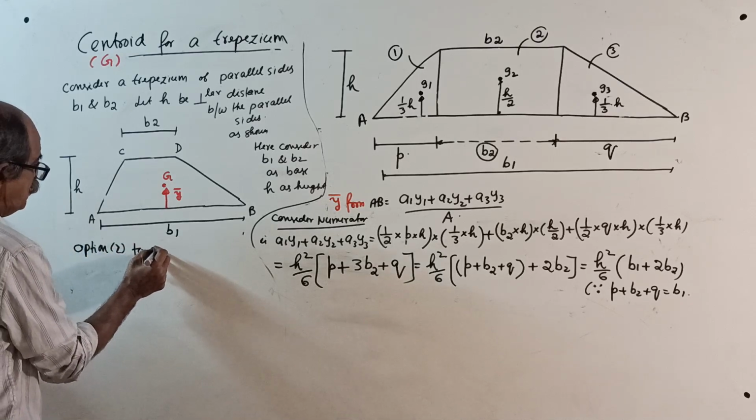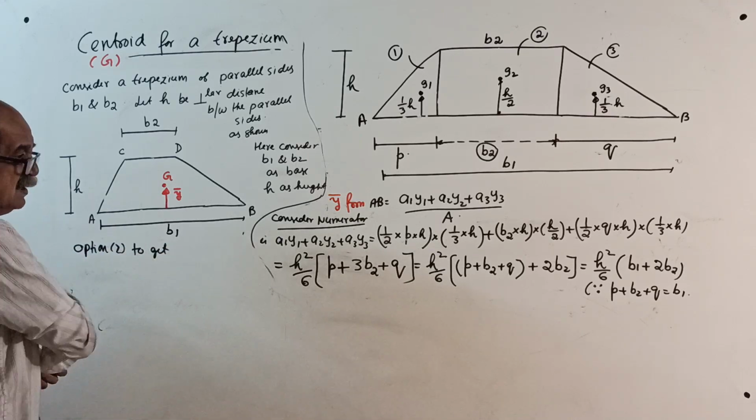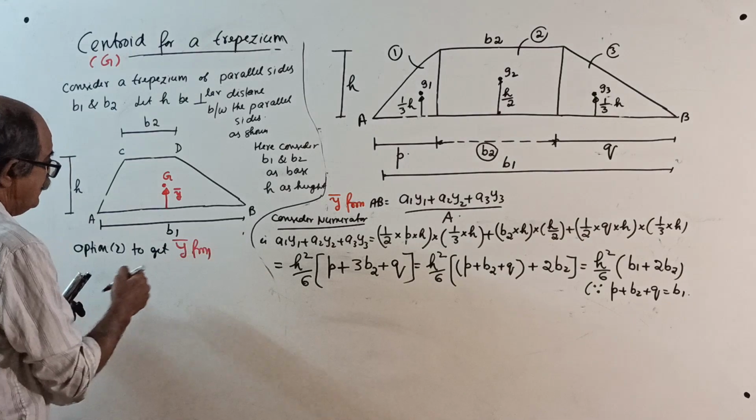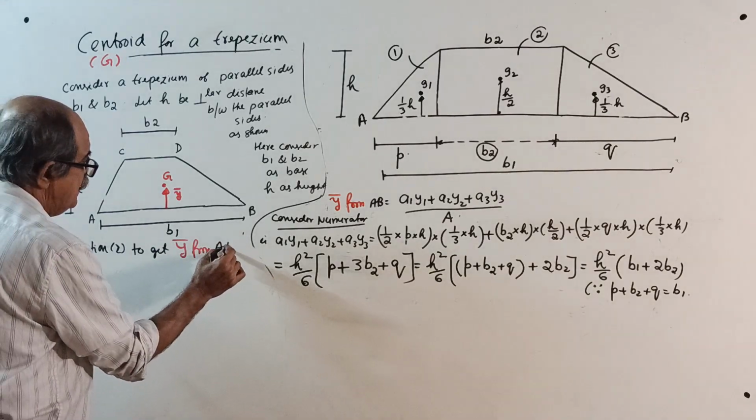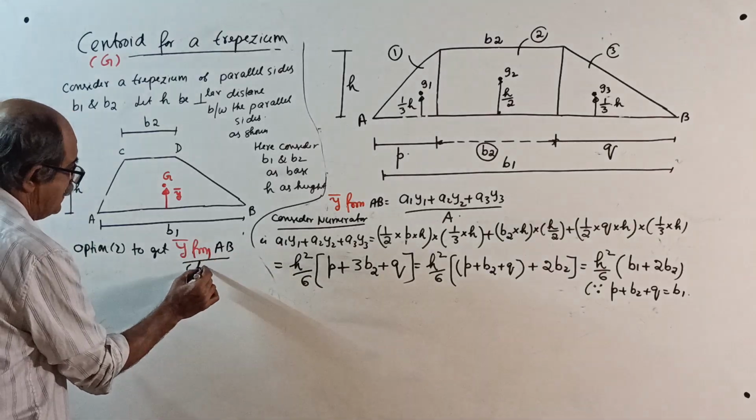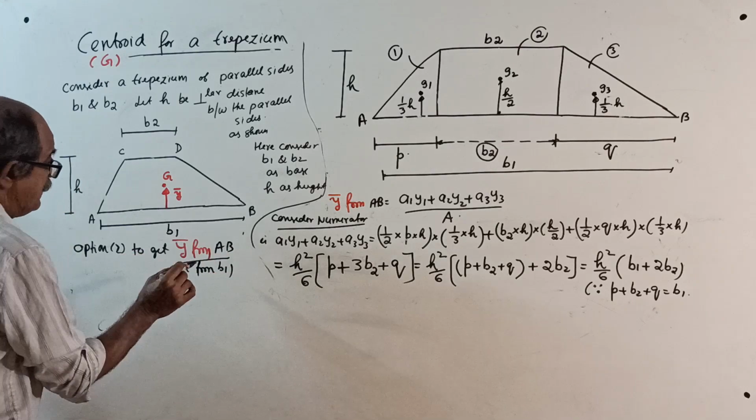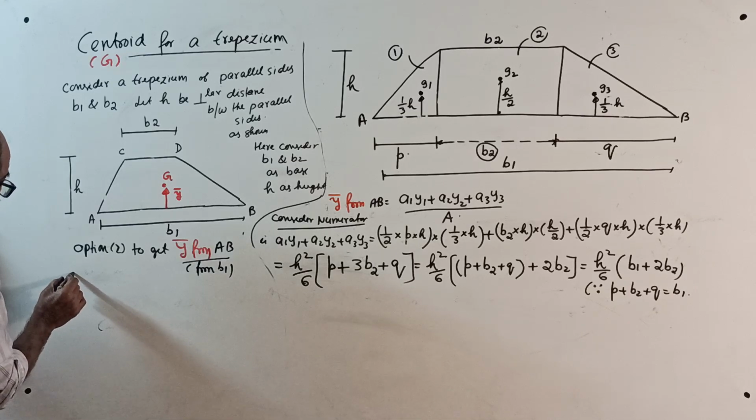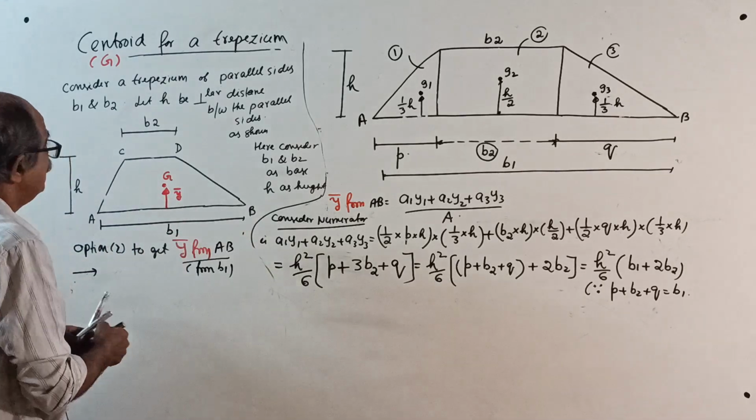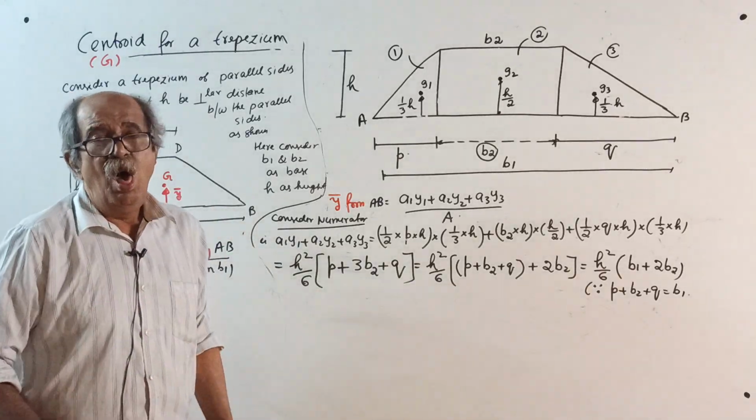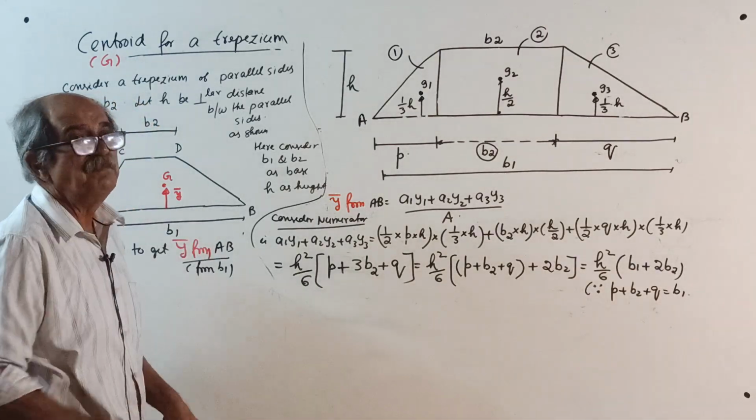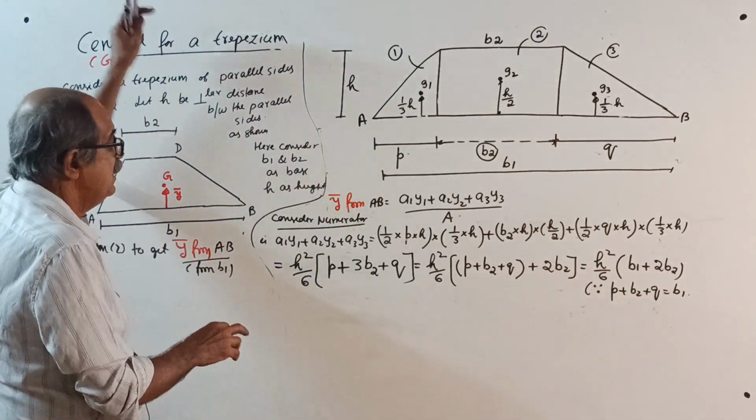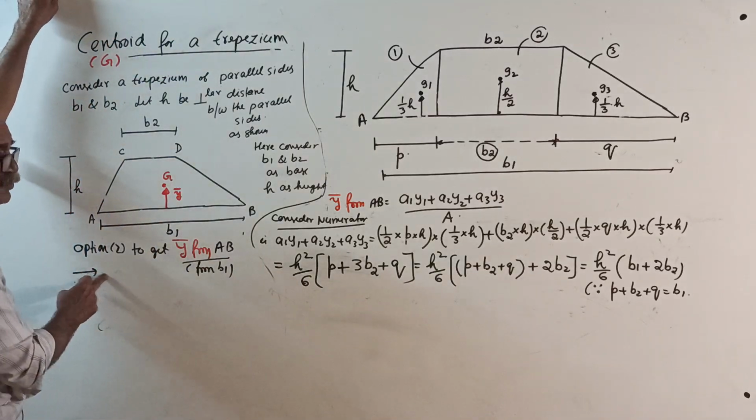Option 2 to get what? To get y bar from where? From AB only. AB means that is from B1. Some statements I will write here. You should write it. No space to write here. We will divide this trapezium. You write here, this is by summation, that is A1 Y1, A2 Y2, A3 Y3, etc. I will write here. Some statement I will give you, space not there.